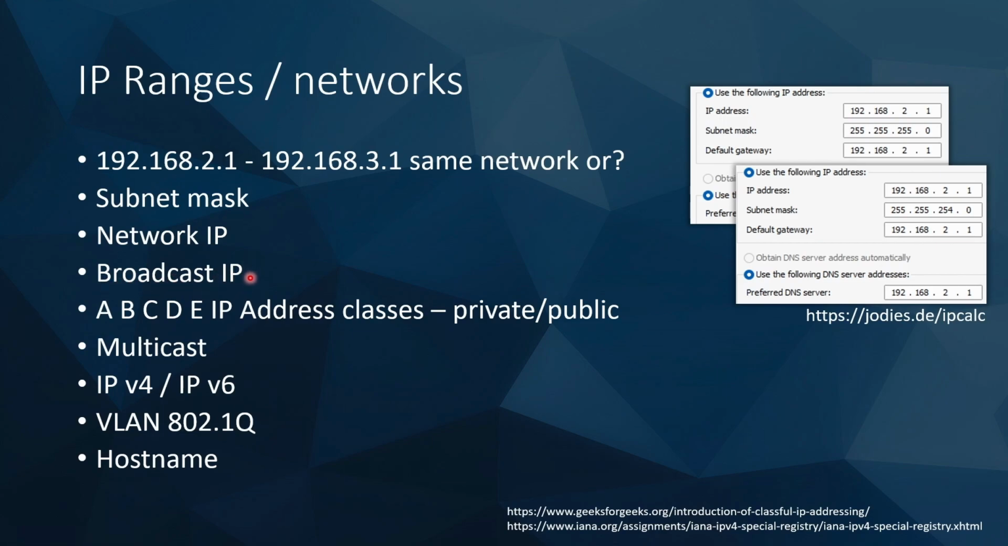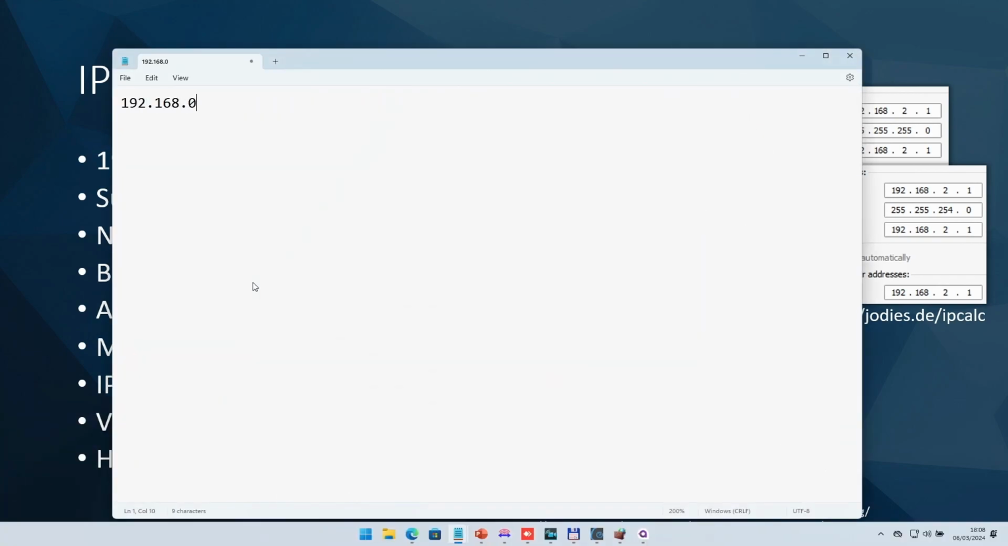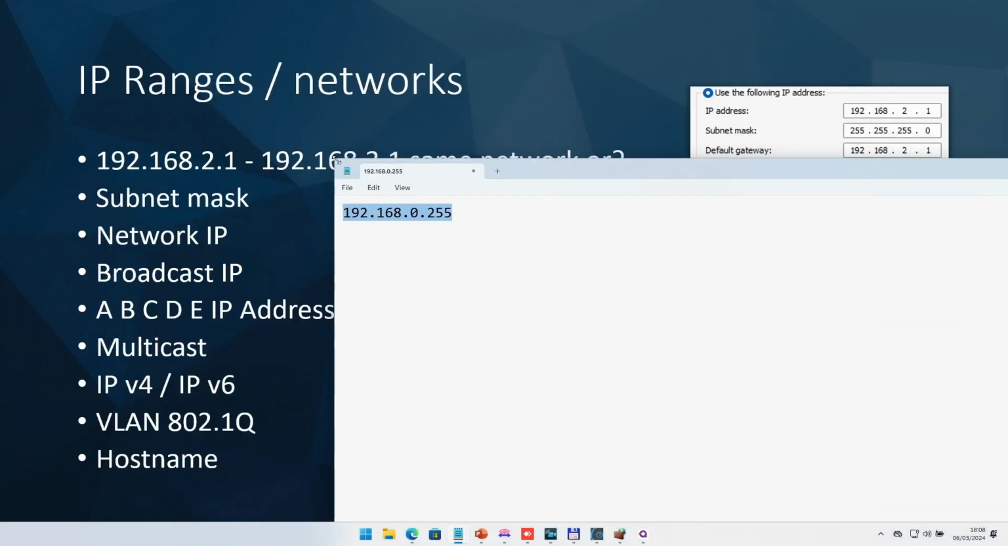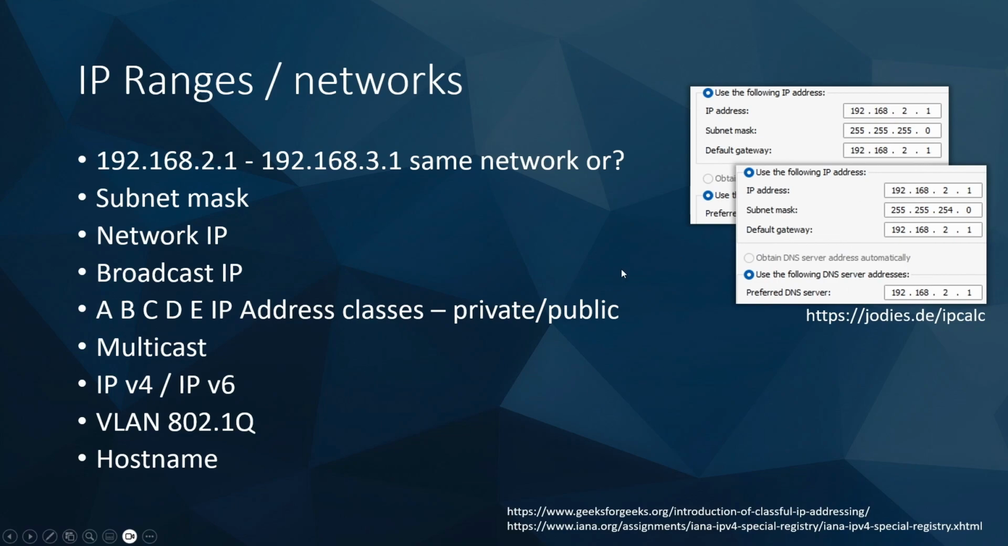Each network has one specific address that is reserved. If you put it over here, it will be 192.168.0.255. You will see this sometimes. And this is a very special address in our network. Each network has this one. If you send some information, some packet over here, it will be distributed to all of the clients on the network.